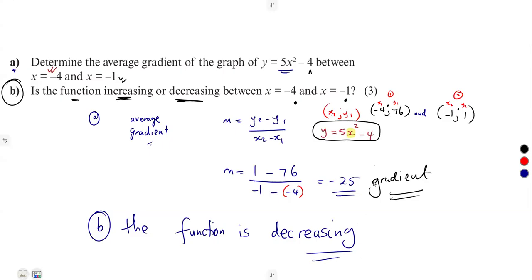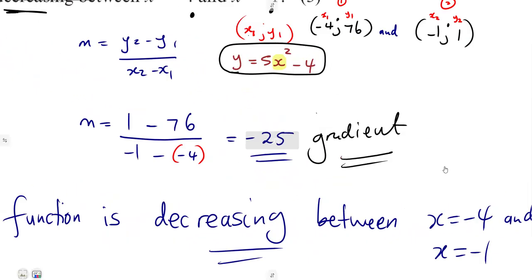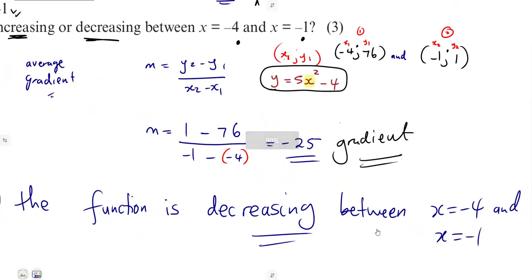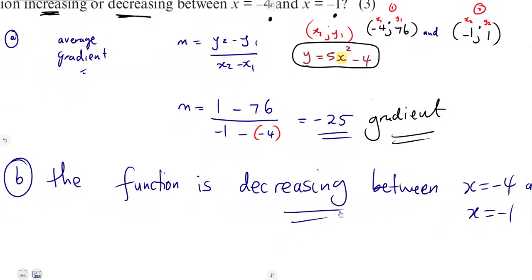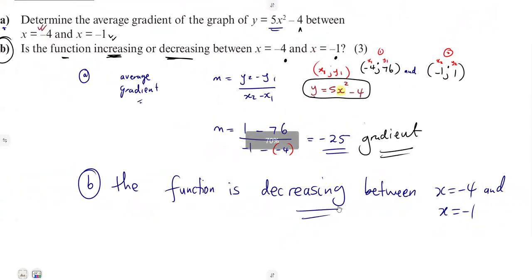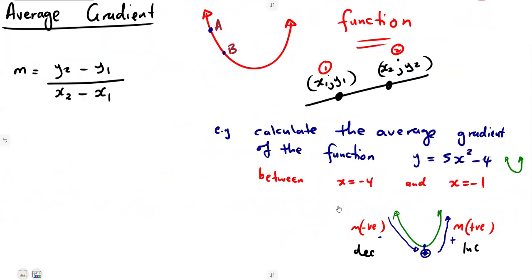This is the condition happening between x = -4 and x = -1. In between, the function is decreasing because we have a negative gradient. If it was a positive gradient, we would have an increase, just like that.